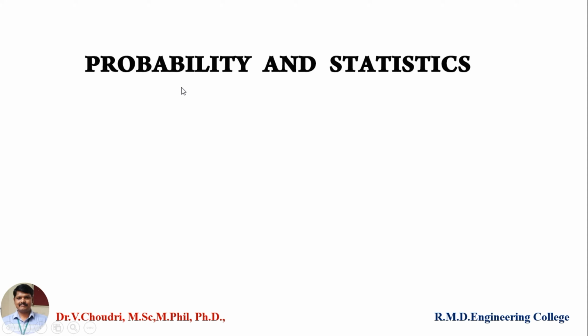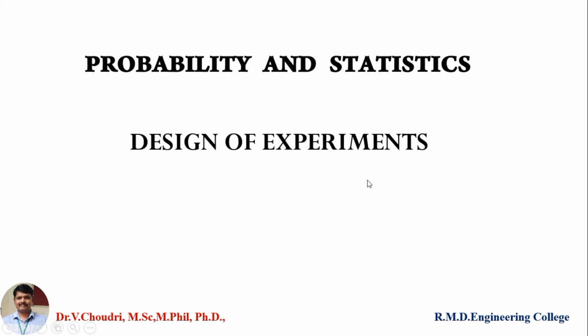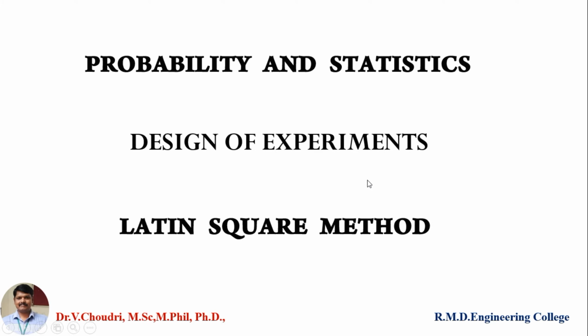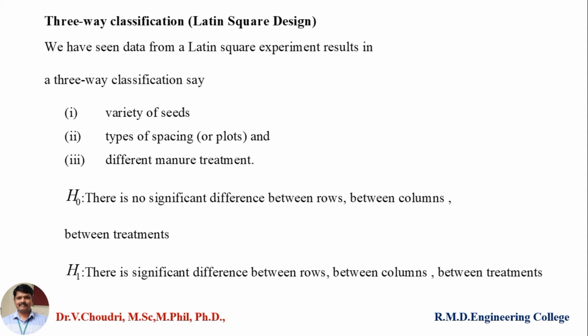Hi students, in this video we are going to discuss probability and statistics. Unit 4, design of experiments, and the topic is the Latin square method. Latin square method is one of the three-way classifications.